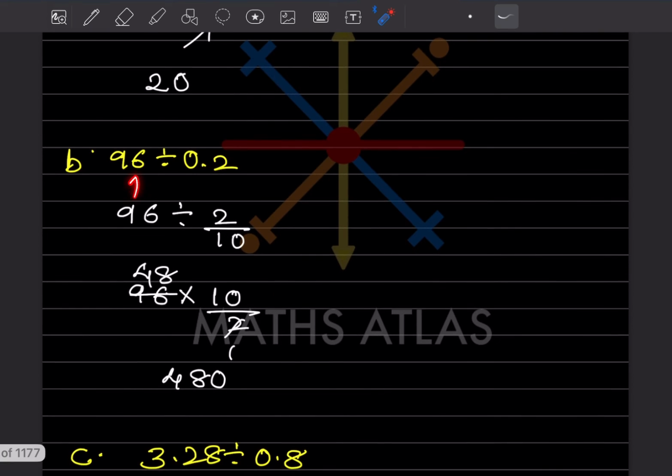This is the same. 0.2 will be 2 by 10. So here this is the same, this will be multiplied, which means this will be the reciprocal, 10 by 2. 2 ones are 2, 2 48s are 96. So 48 tens are, that will be 480.